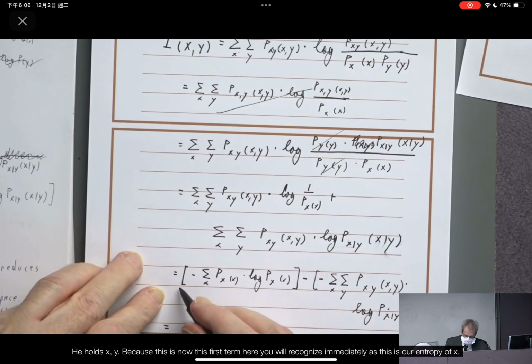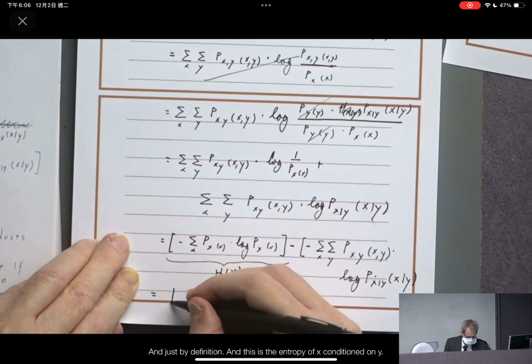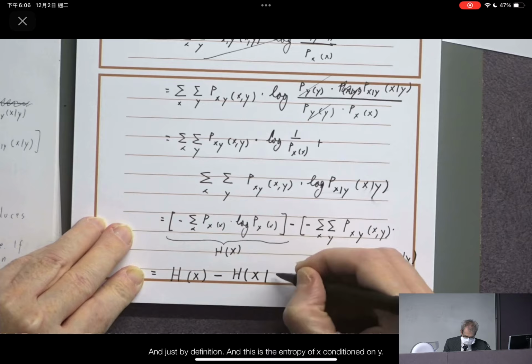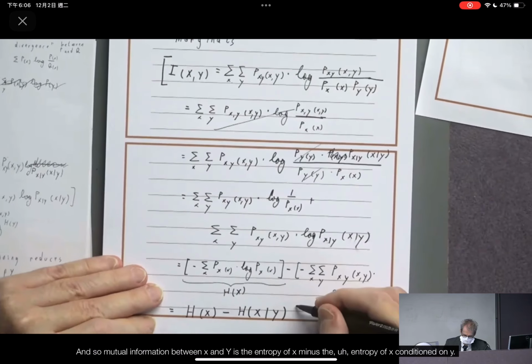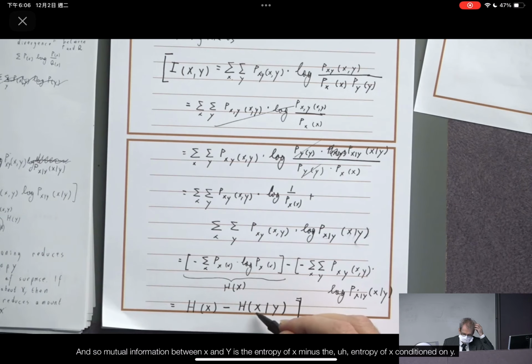Because this first term here, you will recognize immediately, is our entropy of x, just by definition. And this is the entropy of x conditioned on y.